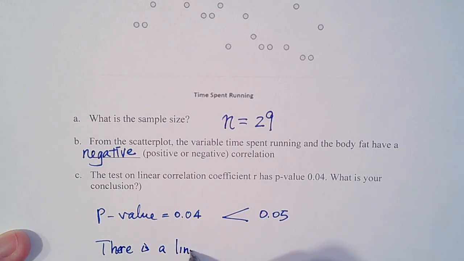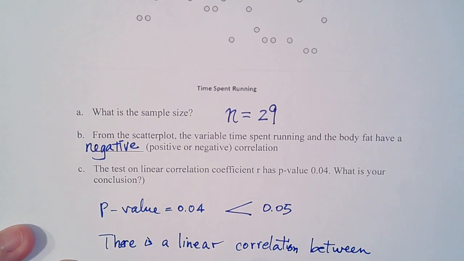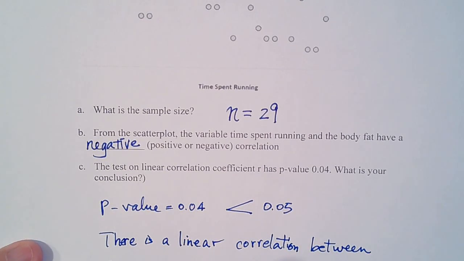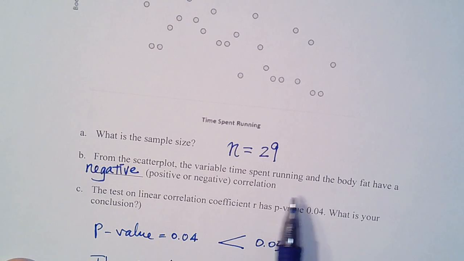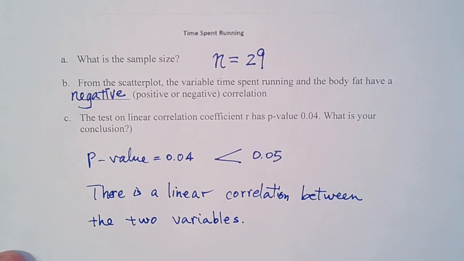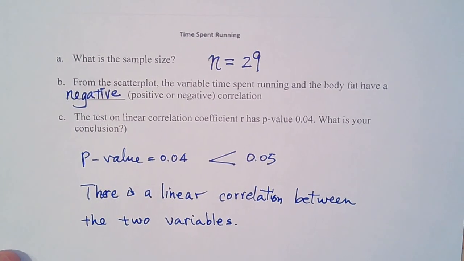That means there is a linear correlation between the two variables. That's a lazy way to write it. Of course, you can say there is a linear correlation between the variable time spent running and the body fat. That's the same thing. If you want to answer the full list to give you the two variables, that's totally fine.